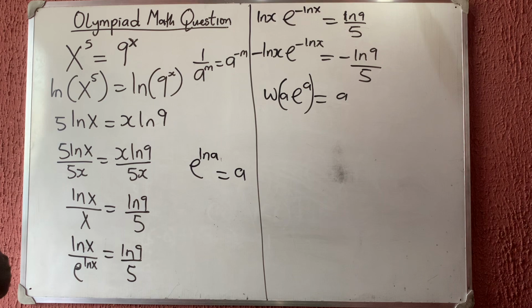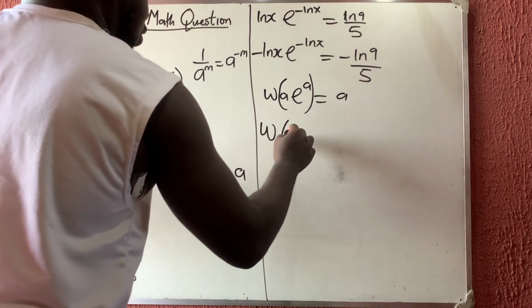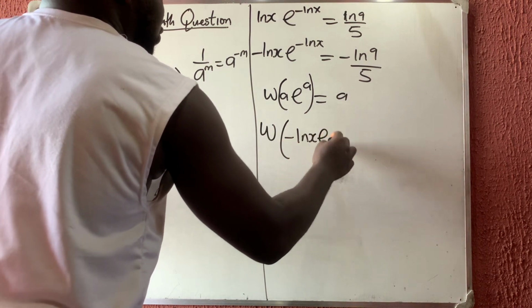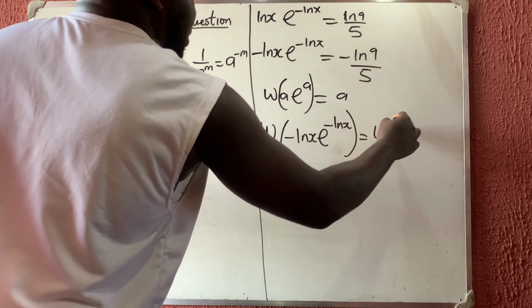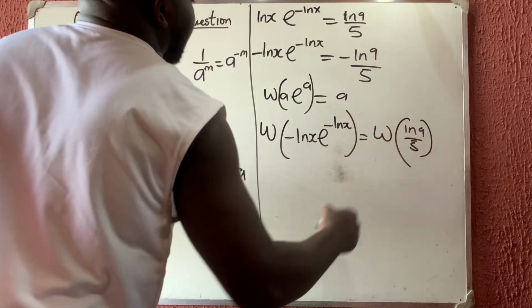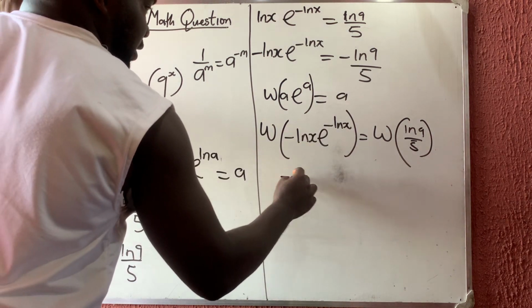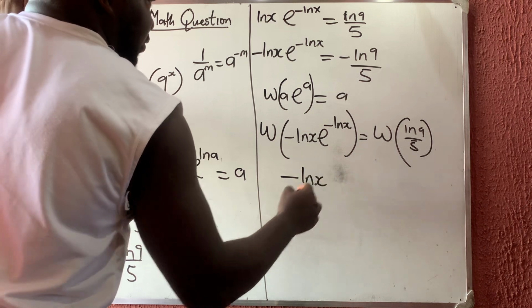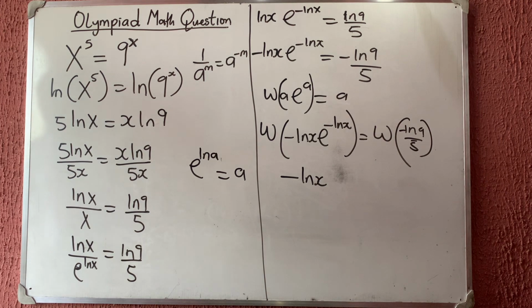Now let us introduce the Lambert W function to both sides. I'm going to have the Lambert W function of negative ln x times e raised to power minus ln x is equal to the Lambert W function of negative ln 9 over 5. So this thing here automatically is going to give us negative ln x.